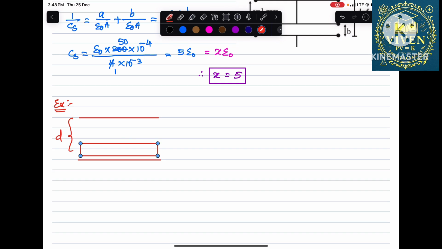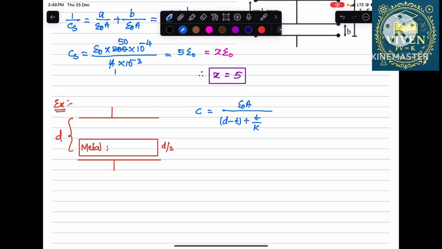there is a metal dielectric which is having a thickness of d by 2, then what is the effective capacitance? Okay, so already we know the formula, that is C is equal to epsilon naught A by d minus t plus t by k.